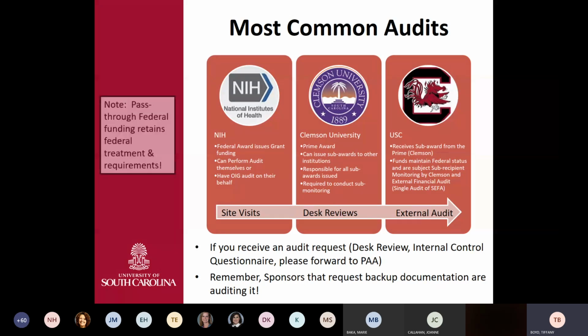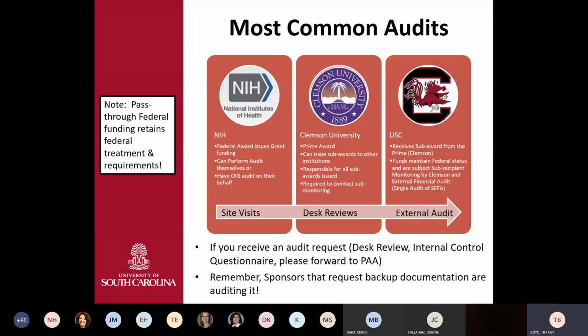because pass-through federal funding retains federal treatment and requirements. So as the subrecipient, all the same rules apply to us as they do to Clemson because it's a federal award. So all those rules and regulations still apply. So Clemson can decide to do a desk review on our sub invoice, asking for additional backup, asking all of those questions. They can review our single audit. They can perform sub-recipient monitoring, all of those fun things.